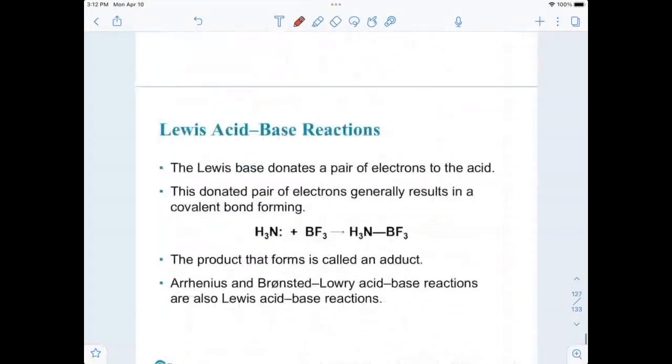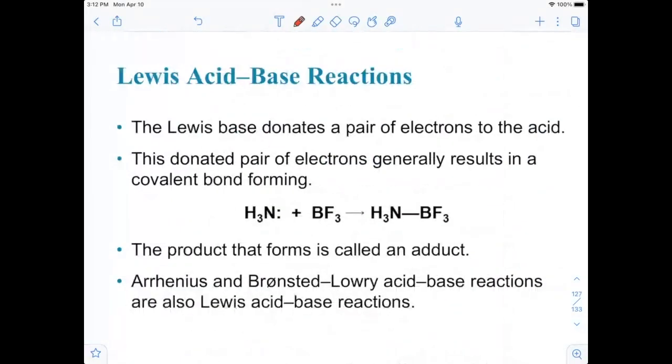Oh, we're close to the end. Okay, now we're seeing the reaction, the Lewis acid and base reaction. That has to be labeled because if you take this away, what is this? It makes no sense. This only makes sense if you're looking at it from the point of Lewis. So Lewis acid base, it says here, Lewis base donates a pair of electrons to the acid.